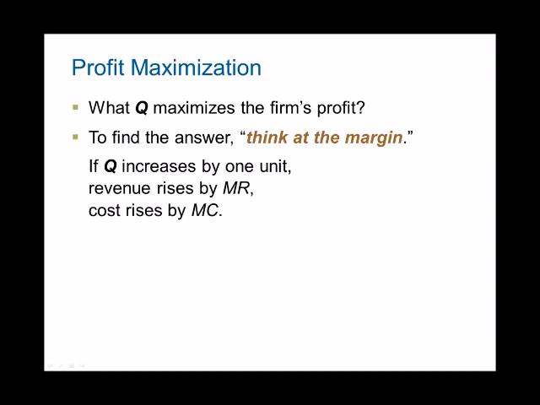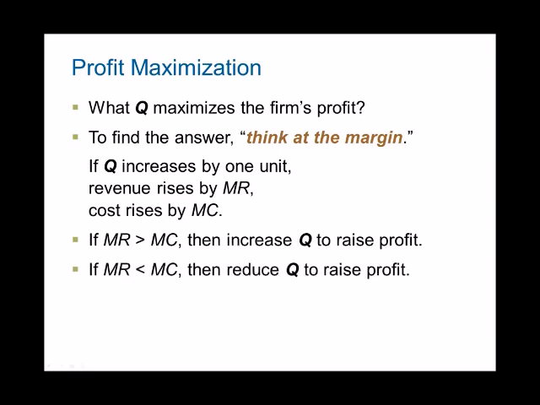If marginal revenue is greater than marginal cost, so what the extra unit brings into the firm is greater than how much it actually requires to produce it, then you've got to keep on increasing quantity to raise profit. If, on the other hand, the marginal revenue is less than how much it actually costs to produce that output, then I need to reduce my quantity. I shouldn't produce as much, and that should raise profit.